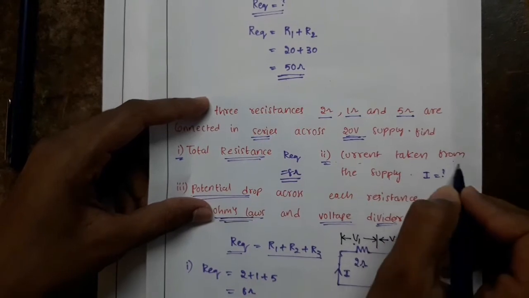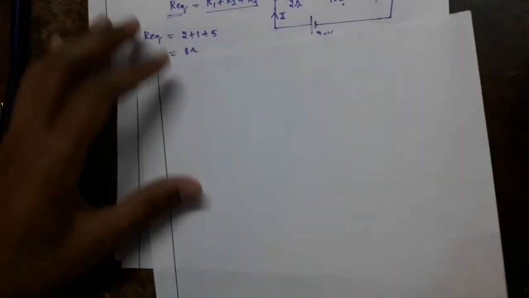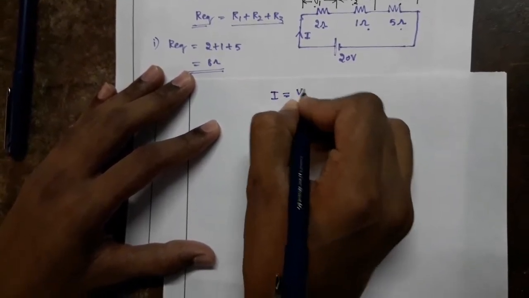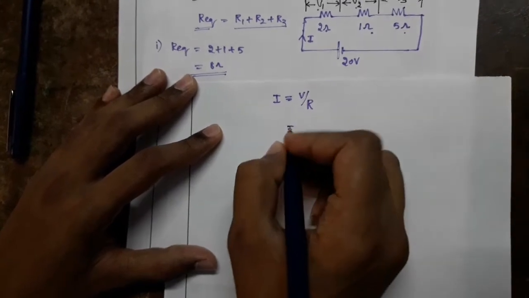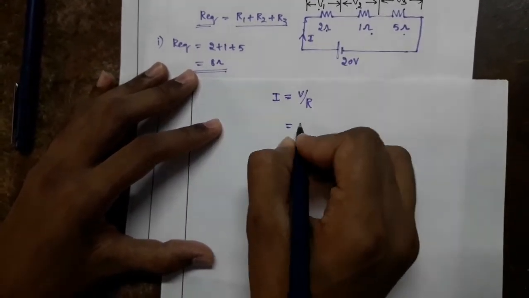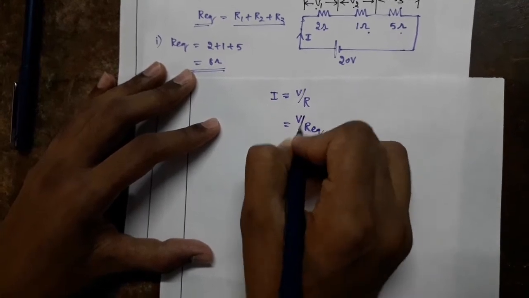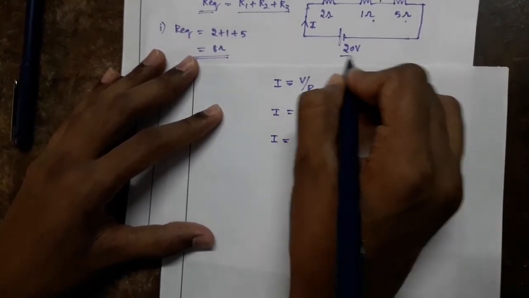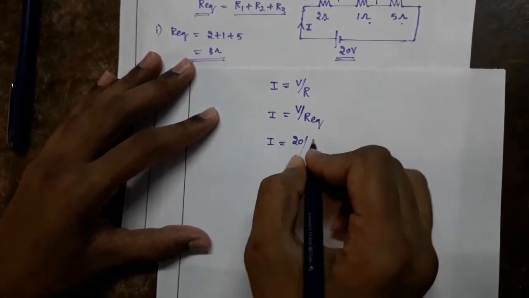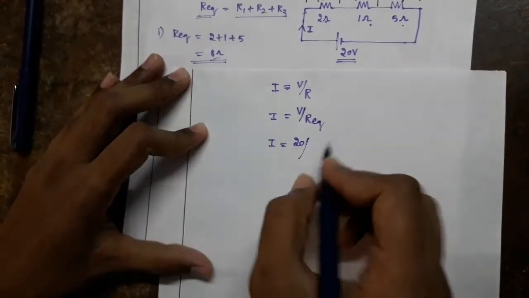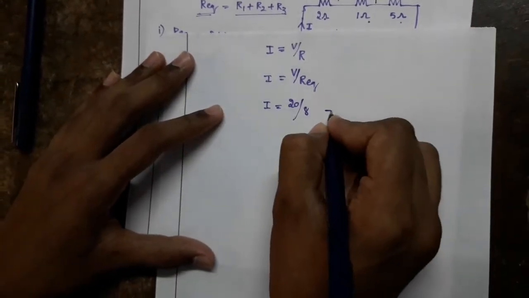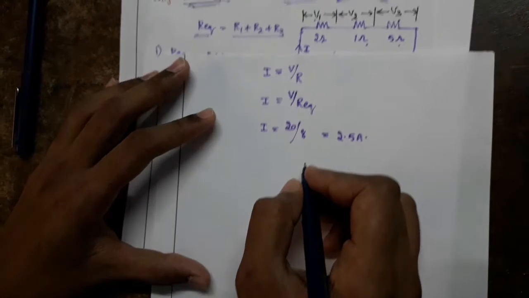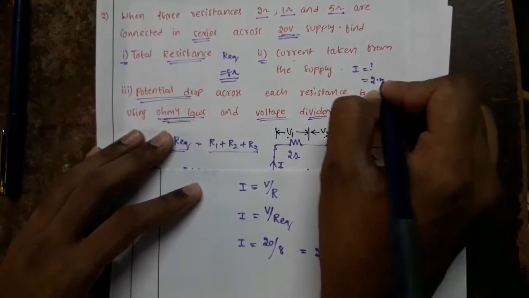Coming to the second bit, we have to find the current. For finding the current, we know by Ohm's law I equal to V by R. But we have equivalent over here, so we have to take V by R equivalent equal to I. So I equal to 20 volts of voltage divided by R equivalent of 8 ohms. By solving this, we will get 2.5 amperes. We got the current of 2.5 amperes.